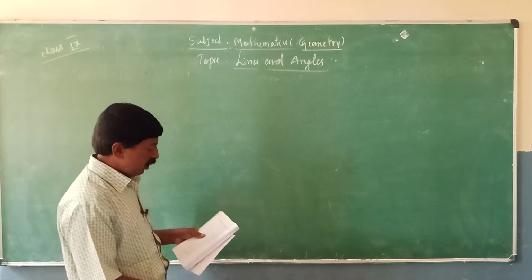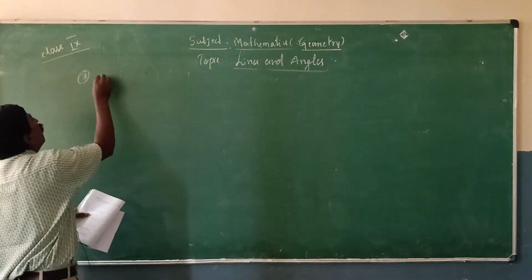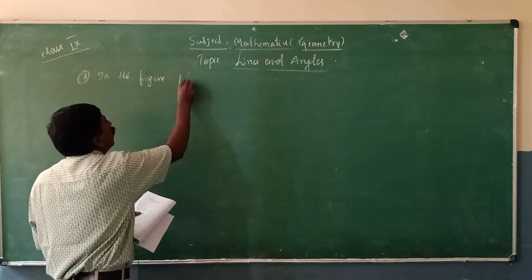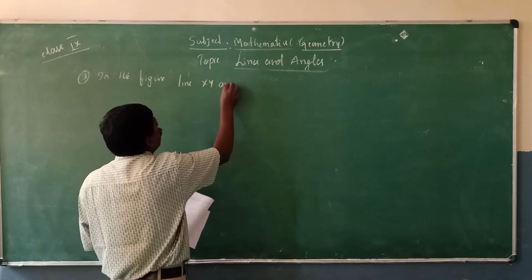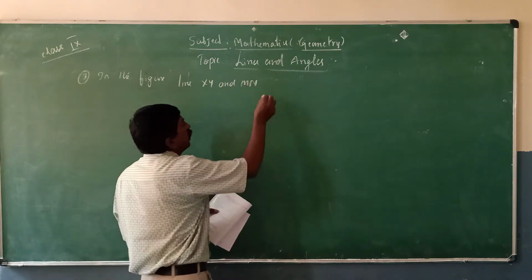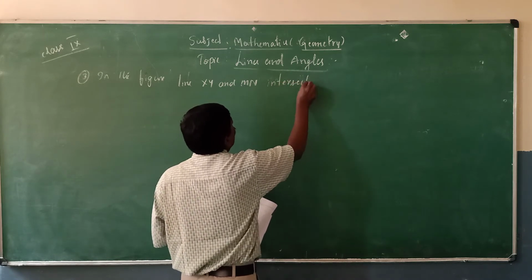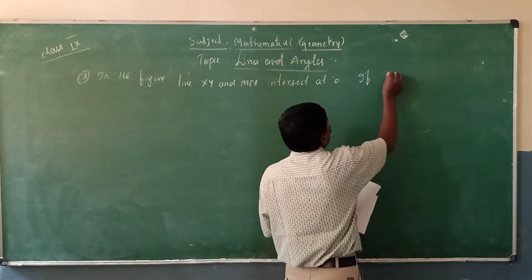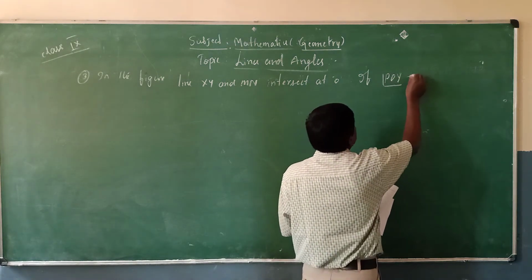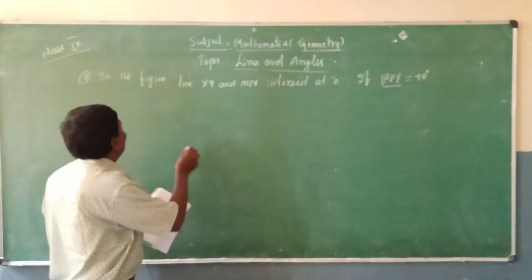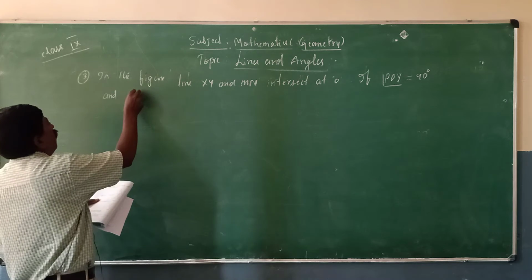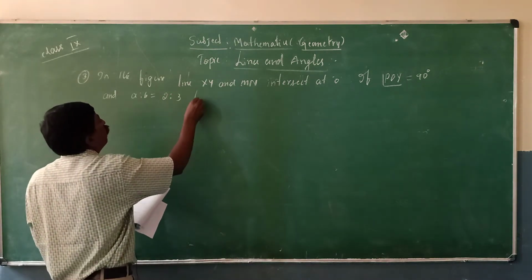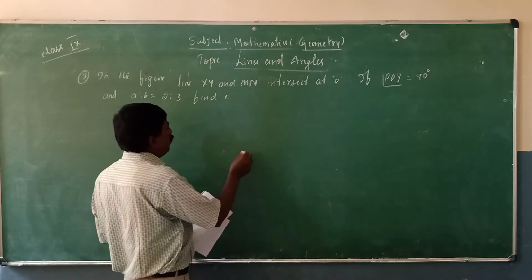In the figure, line XY and MN intersect at O. If angle POY is equal to 90 degree and A is to B is equal to 2 is to 3, find C. So the diagram is like this.